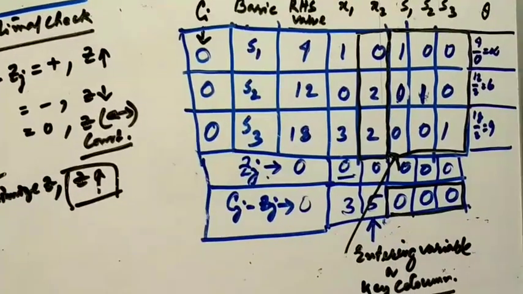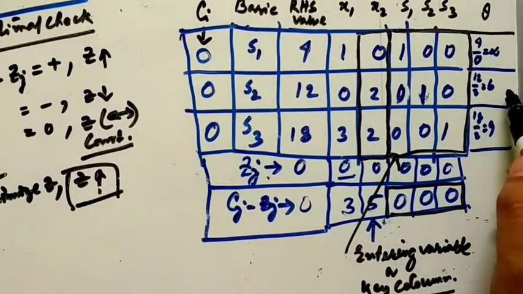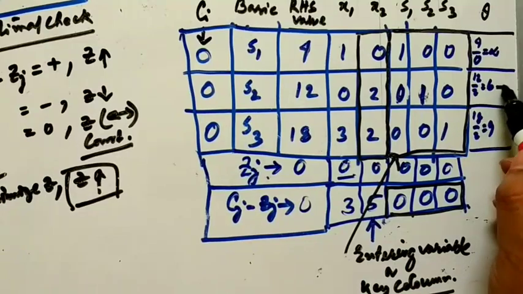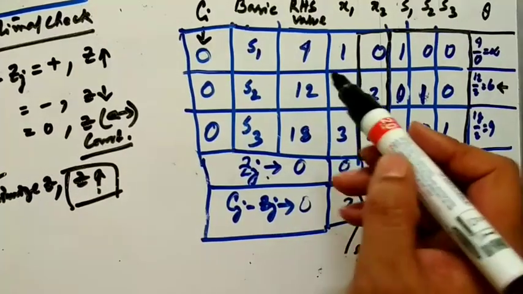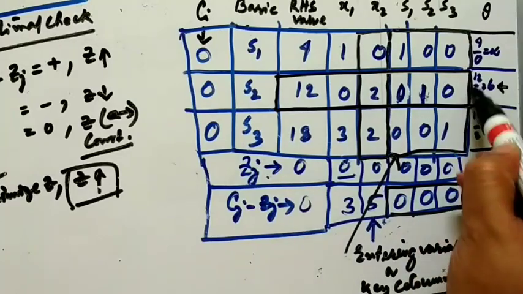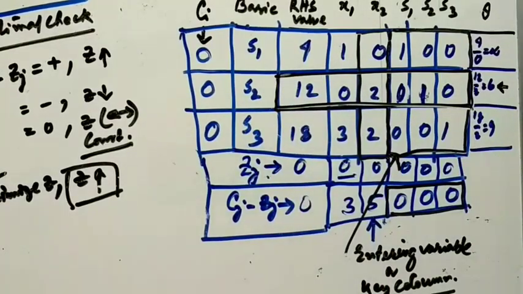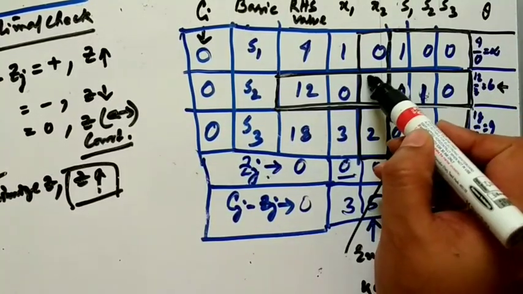Just keep in mind, here you only have to calculate the maximum positive value. For this column you have to find the least positive value, that is this one. Okay, the least positive value is 6. So the row corresponding to this least positive value will be the key row. Now, at the intersection of the key column and key row we will have this one.